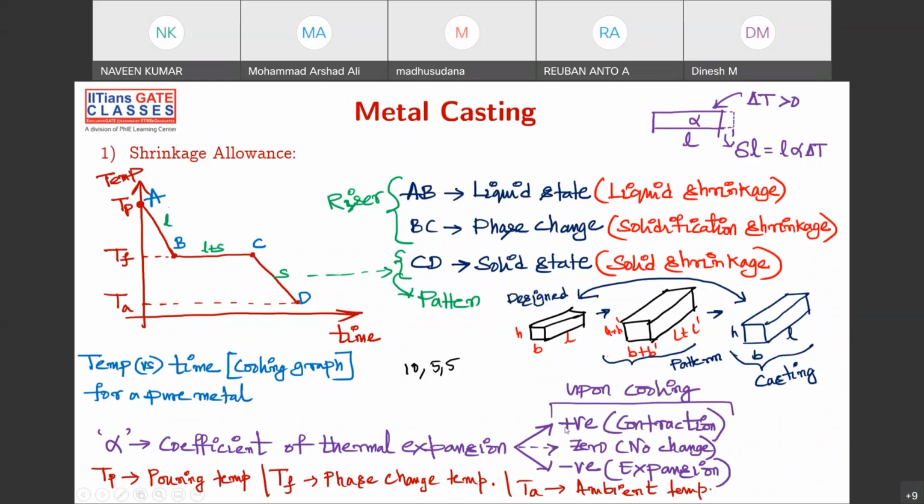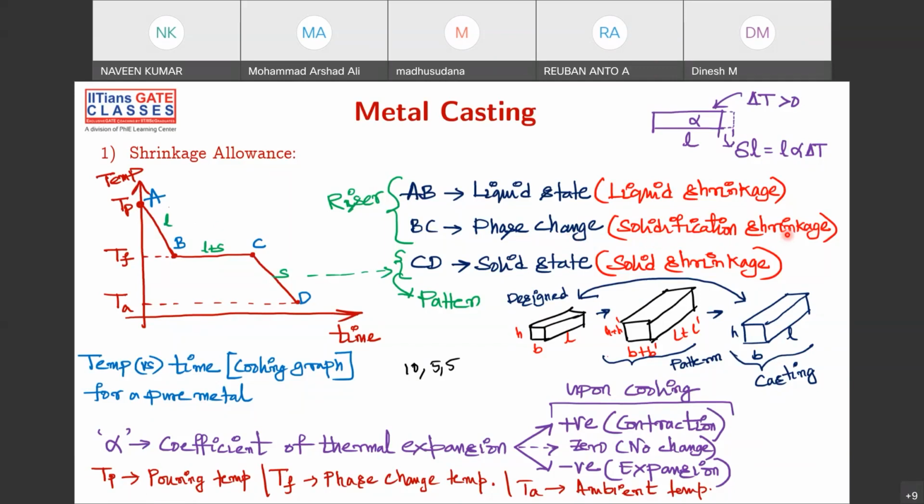Please remember this point. Now from A to B, the compression, the shrinkage that is happening is called liquid shrinkage. If you see here on the right hand side, AB is liquid shrinkage, the shrinkage that is happening during the liquid state. Then BC, phase change. During phase change there is also some shrinkage happening, and that shrinkage is known as solidification shrinkage. Solidification shrinkage, very important.